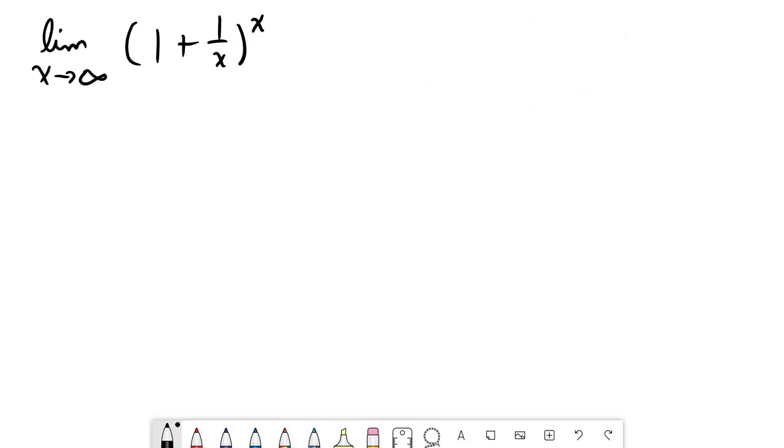Alright, so this is the very first example we'll be looking at, and as always we have to plug it in directly. So this is 1 over infinity, which is 0, so this is 0. So it's technically 1 to the infinity power. This is the indeterminate form. Therefore, we'll soon have to use L'Hopital's rule, but first we have to try to manipulate it in some way to allow us to use that.